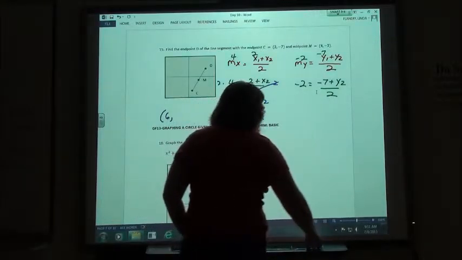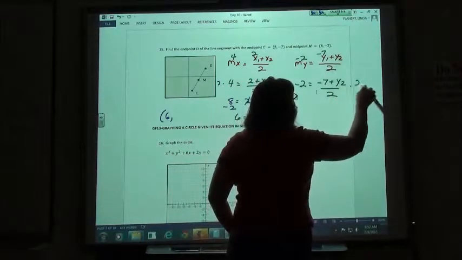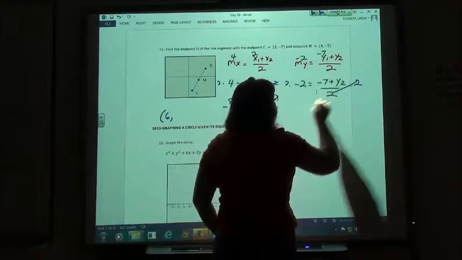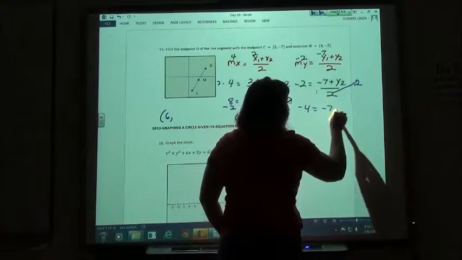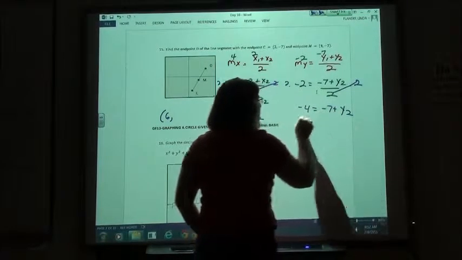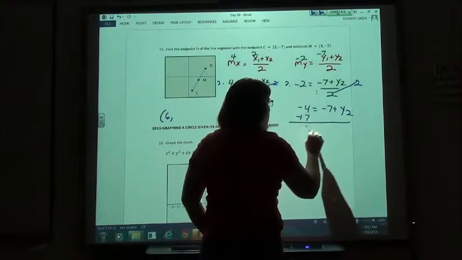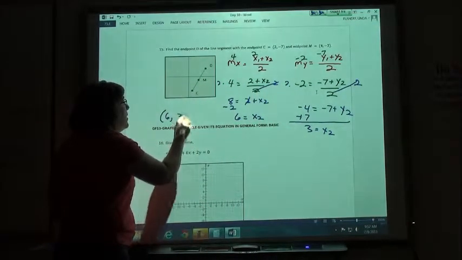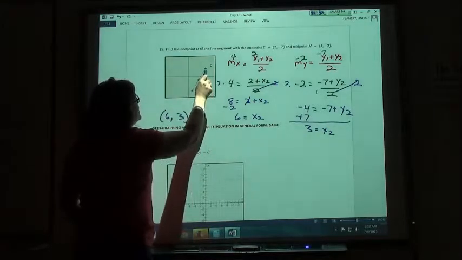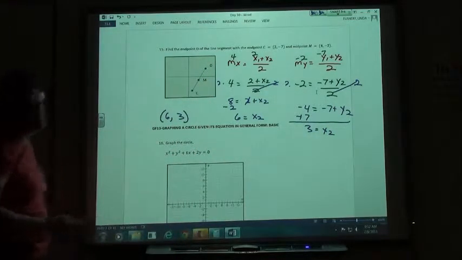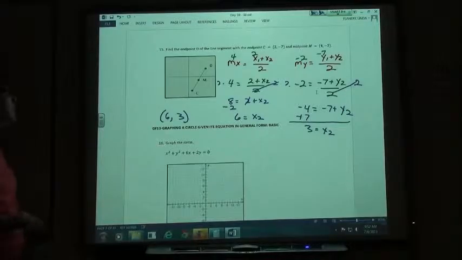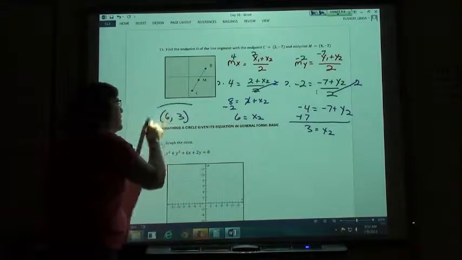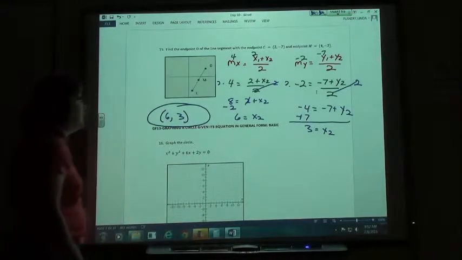And then the same kind of steps. I'm going to multiply by the 2 to get rid of the fraction. So negative 4 equals negative 7 plus y sub 2. I'm going to add my 7, so 3 is going to be the y value. So this point would be at 6, 3. Again, probably not drawn to scale. She probably just put some dots in there where it was close. But it would look something sort of like that.